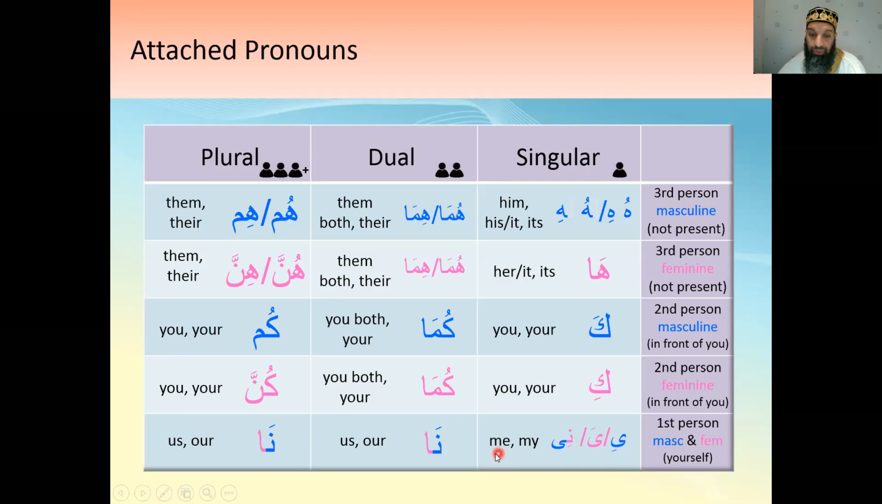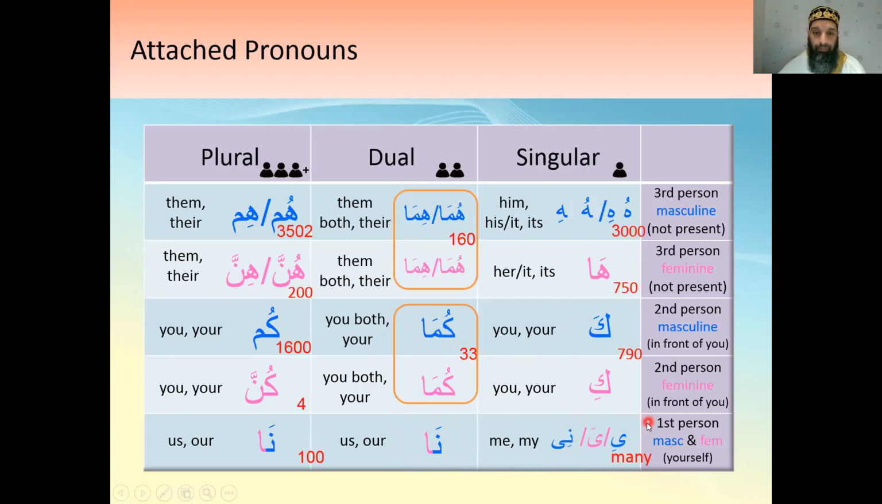Kitabi, my book. Kitabuna, our book. Rabbuna, our Lord. Rabbi, my Lord. Rabbuka, your Lord. Rabbukum, your all's Lord. Rabbuhum, their all's Lord. Right, so this comes everywhere. So you've got to really clock onto this one. This is super important. These two are the same. These two are the same. That's the amount of times it attaches onto words, roughly. It's coming everywhere. We're talking in the thousands.